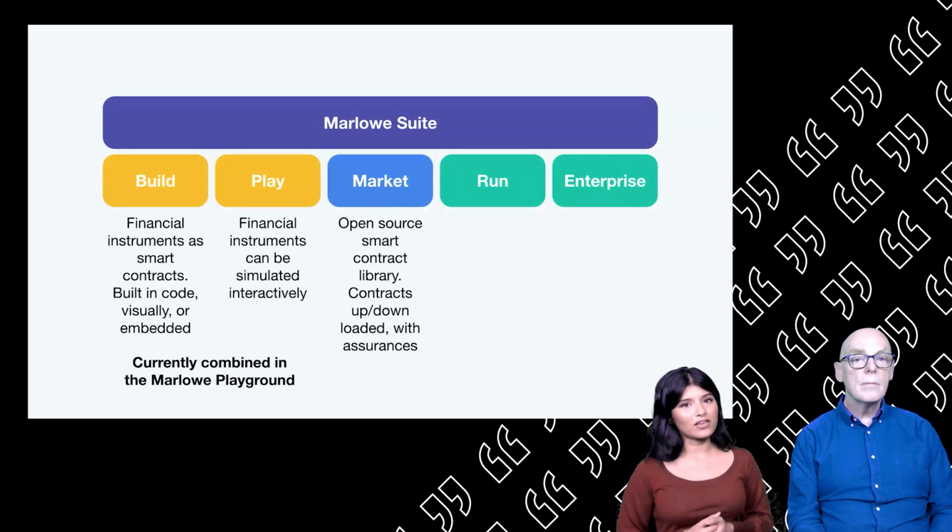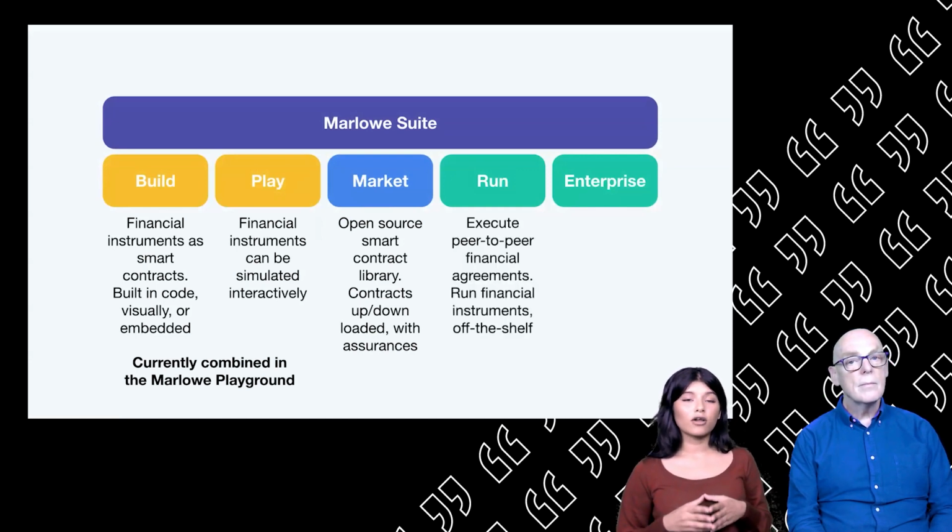Now, you might be asking, where do end users actually interact with these contracts and how can they actually execute them? And that's where Marlowe Run comes in. Marlowe Run is a platform where any kind of end user is able to execute peer-to-peer financial instruments with any kind of peers that they choose. So they can either do it with somebody that they already know or anyone whose wallet address they may be familiar with, right? And all of these contracts will be off the shelf.